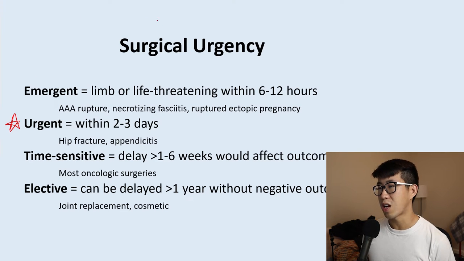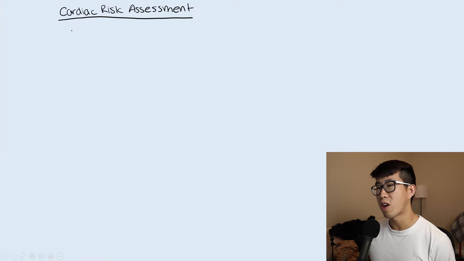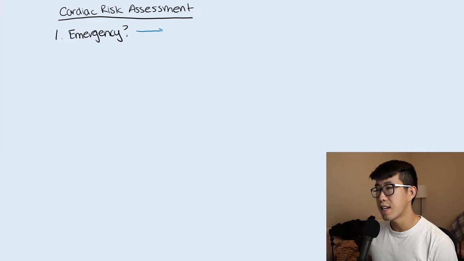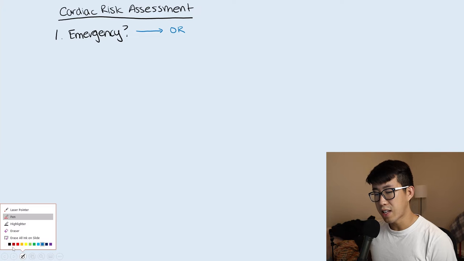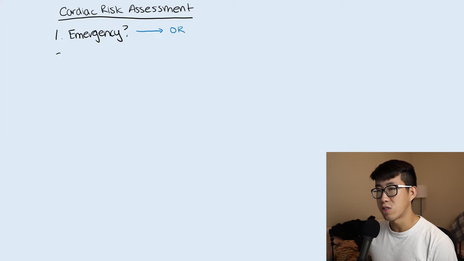So now that we've described surgical urgency, let's go down the pathway of cardiac risk assessment. I've always found that it's useful to draw things out for people, so it's a lot easier to read. So I'm just going to go through this step by step with you guys, and this should hopefully help you. So step number one: is this an emergency surgery? If the answer to that is yes, then the patient should go straight to the OR. And if the answer to that is no, then we're going to move on to step number two.